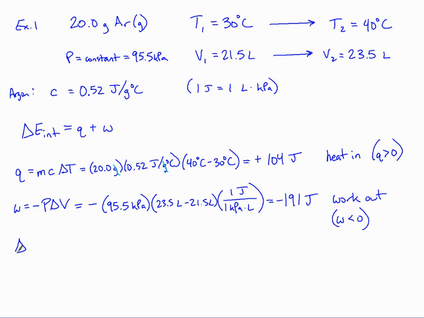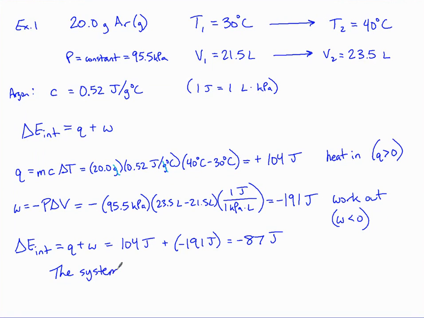Okay, so all of that to find delta E. Q plus W. Q is 104. W is negative 191. And so negative 87 joules. And so what this means, the system loses, that's what the negative means, loses 87 joules of energy to the surroundings.